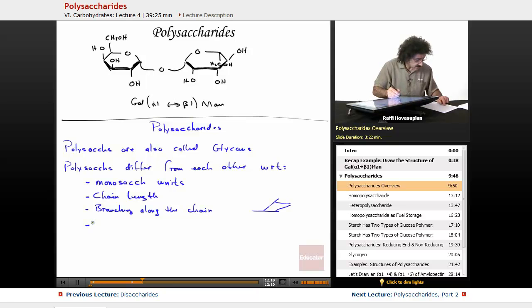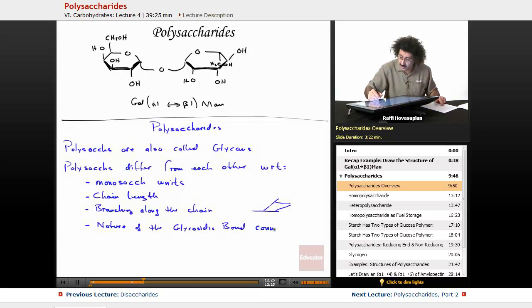And of course, the last thing that they differ with respect to is the nature of the glycosidic bond connecting the monosaccharides. So in the example that we just did, let me go ahead and write this out. Our connection here was alpha 1, beta 1.